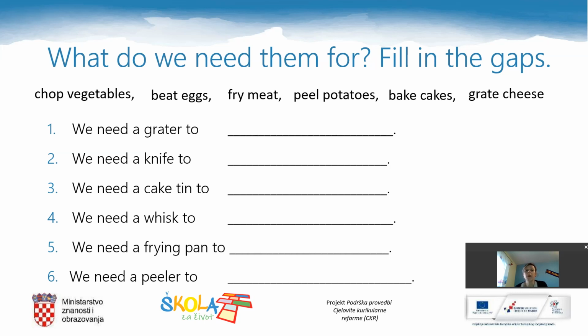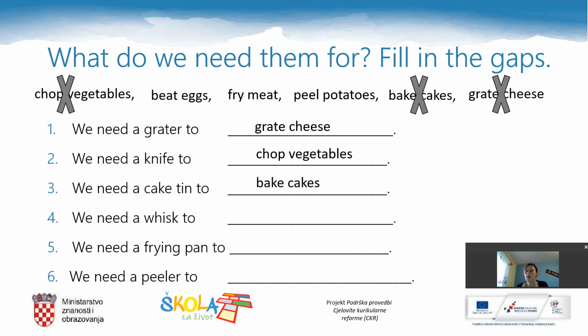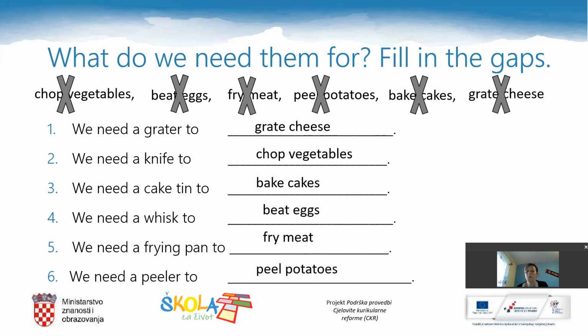Number 1, we need a grater to, can you find the correct answer? That's it, grate cheese. Number 2, we need a knife to do what? Can you find the correct answer? We need a knife to chop vegetables. Number 3, we need a cake tin to, can you find the right answer now? To bake cakes, that's it. Number 4, we need a whisk to do what? To beat eggs. Number 5, we need a frying pan to fry meat. And the last one, we need a peeler to peel potatoes.